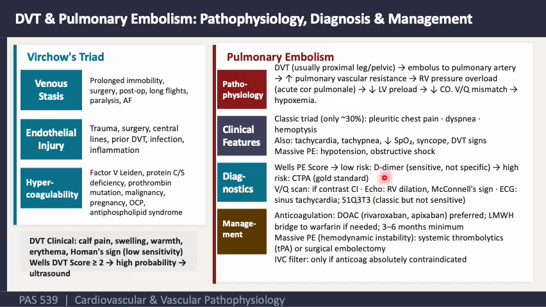For a PE, if the score is greater than 4, it's a high probability. When I came through training, we did a lot of D-dimers, but D-dimers can actually be elevated due to acute phase reaction, infection, just anything can elevate it. So it's very sensitive, but not very specific.